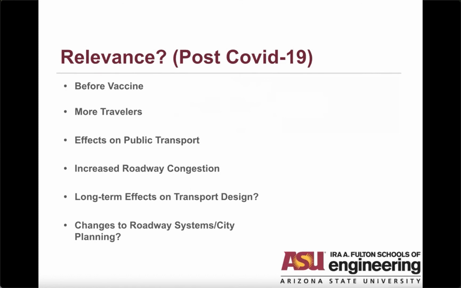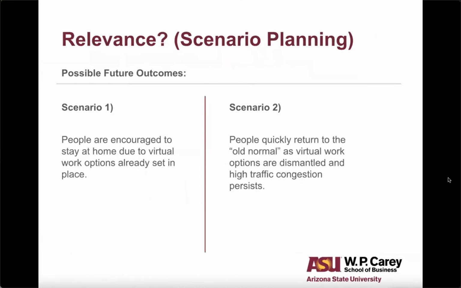But then as more people get vaccinated and start to return to the road, you end up with more travelers and more people using public transportation, which results in lower quality public transportation and increased roadway congestion on the highway. You'll see lots of traffic as more drivers are on the road. So what are the long-term effects on transport design, and what changes might be made to the system or city planning? Well, we can look at that in terms of scenario planning on the next slide.